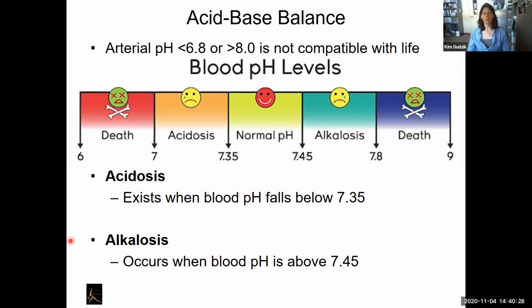Okay, so we have to keep our pH especially above 6.8. If our arterial pH is below 6.8, death can actually occur after just a few seconds of falling below 6.8. Or even death can occur if we fall out of range above 8.0.